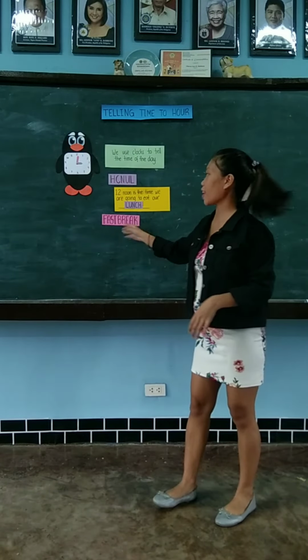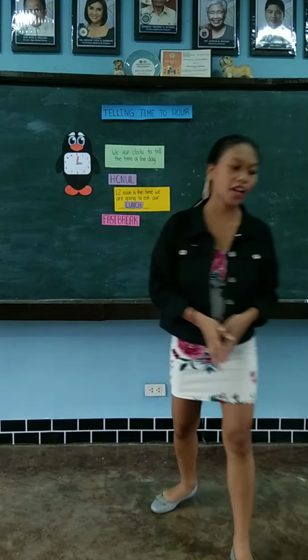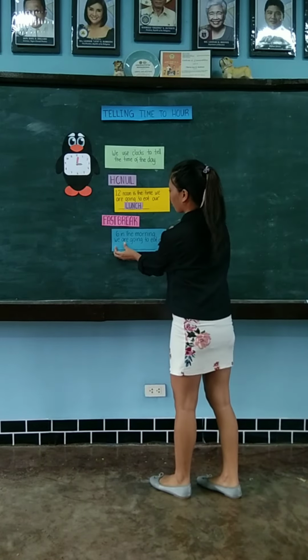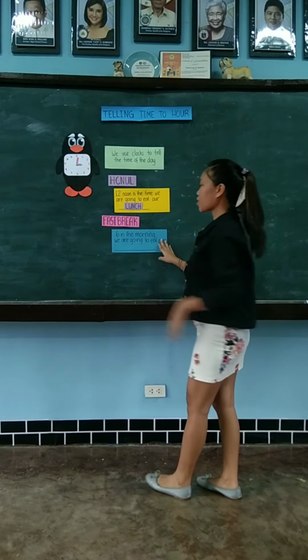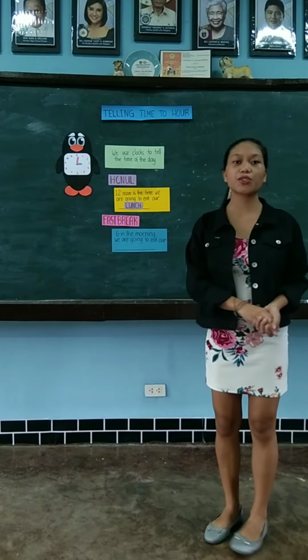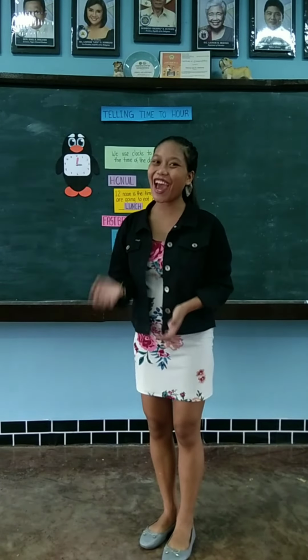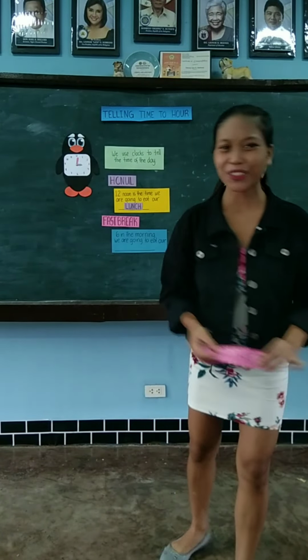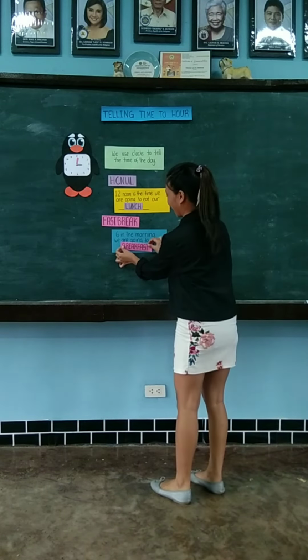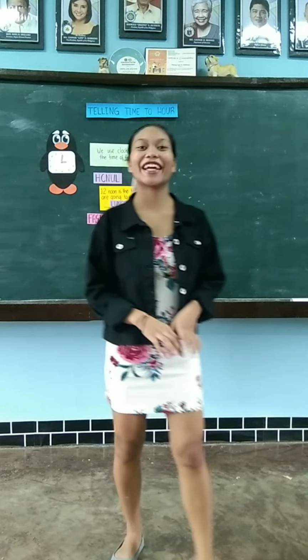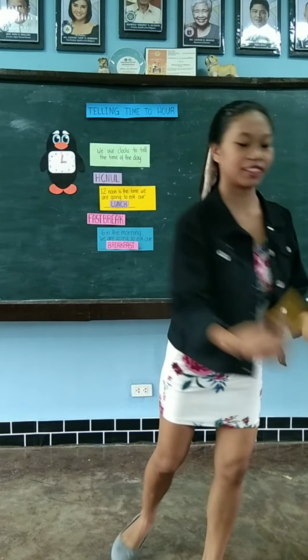Okay, and the next word is, alright, so this is read as fast break. And our clue would be, 6 in the morning, we are going to eat our what? Correct, breakfast. Very good.